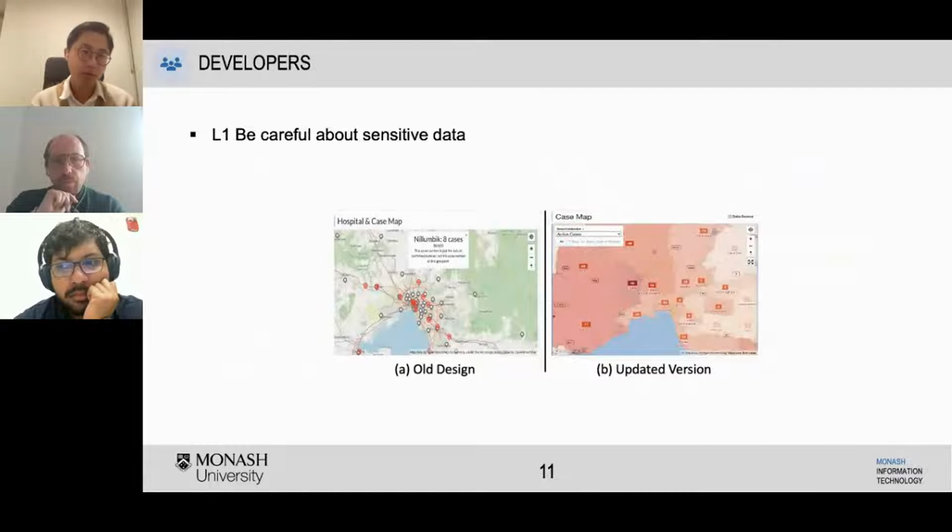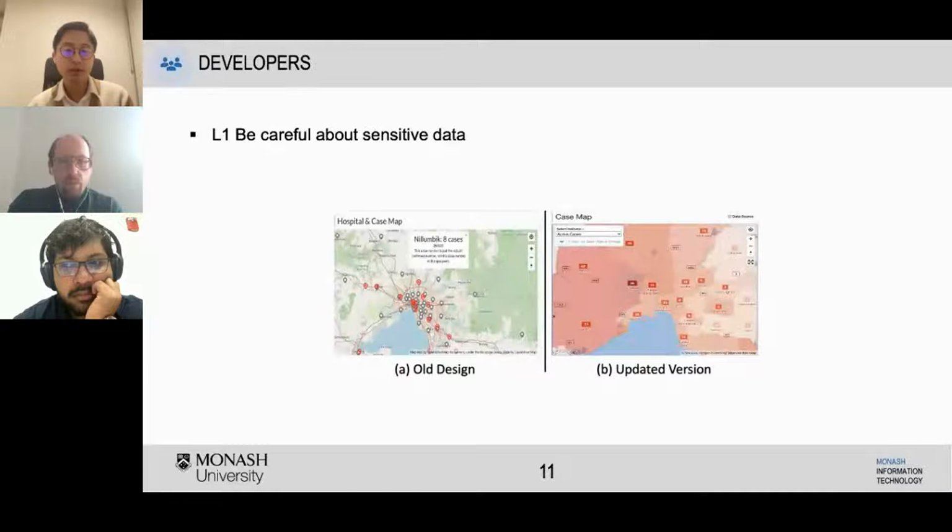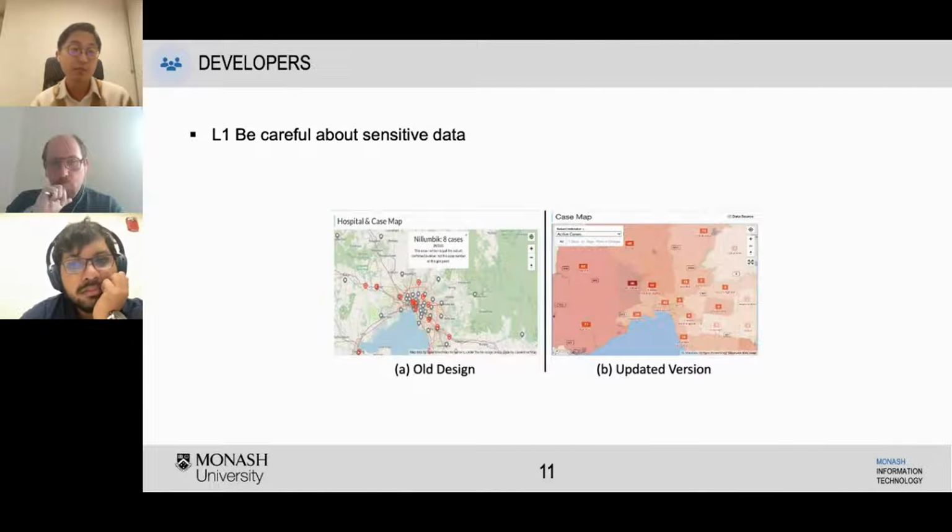For example, lesson 1 for developers is: be careful about sensitive data. We can see on the left-hand side our old design, in which we used pinpoint markers to represent confirmed cases in a certain area. With such a design, we received feedback from a user that one of the markers was actually pointed right on his farm, which he was not happy with. We also received feedback that a pinpoint was pointed at a national park, which really confused users as to whether there were confirmed cases in the park during the lockdown. So we changed it to the updated version, where we use different shades of red to represent the confirmed cases in a certain area to avoid ambiguity and misunderstanding.